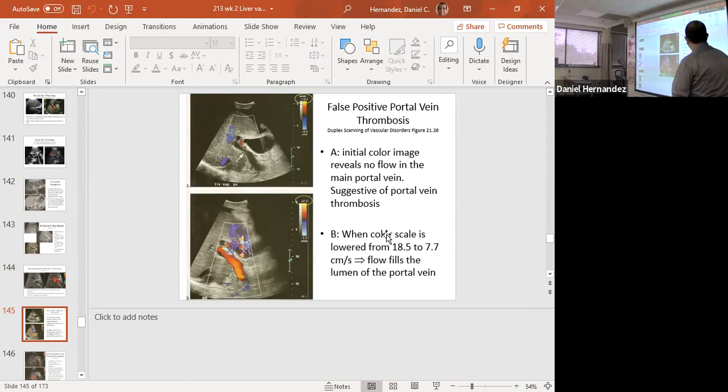So some false positives for portal vein thrombosis. So in A, an initial color image reveals no flow in the main portal vein, suggestive of portal vein thrombosis. So in this case, the technologist had their scale set too high, so we weren't detecting any flow within that portal vein. So they lowered their scale, they lowered their PRF, and it fills beautifully with color now.